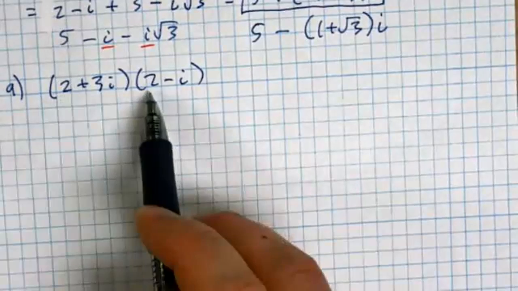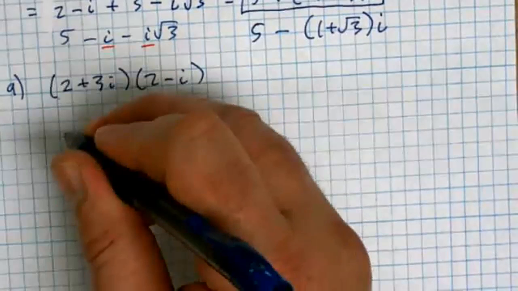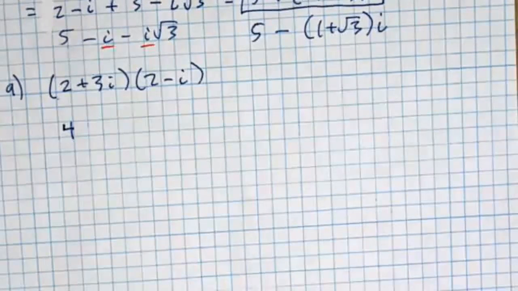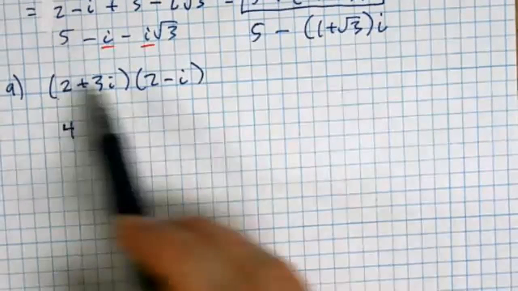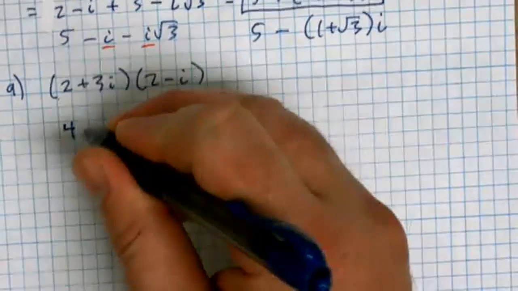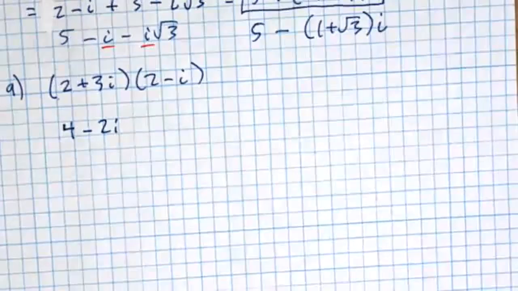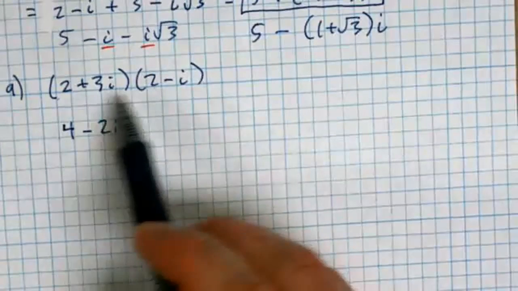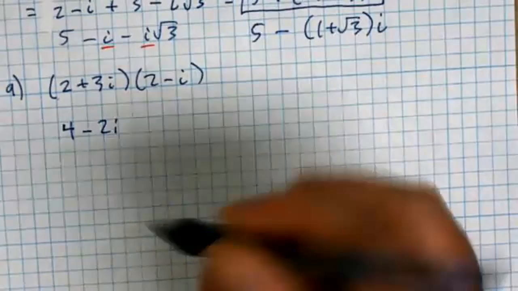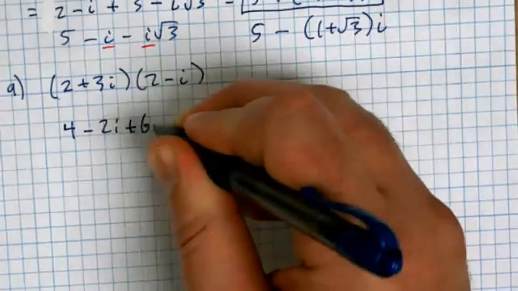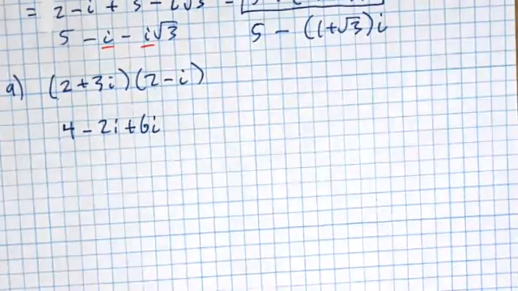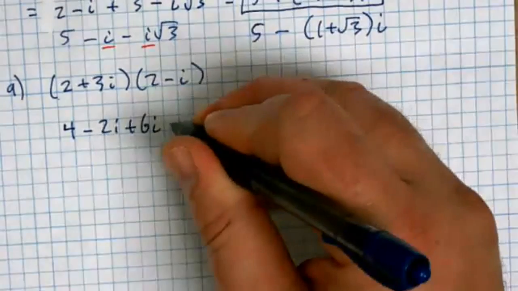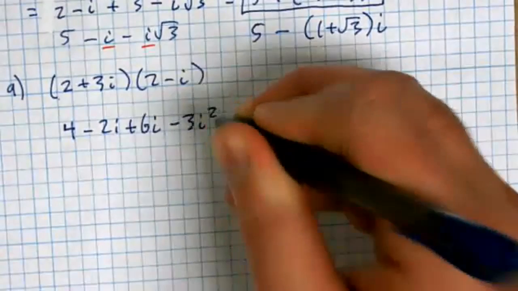FOIL is first times first, so first times first is 2 times 2, that's 4. Outside, 2 times negative i would be negative 2i. Insides are positive 3i times 2, so that'd be plus 6i. Last is positive 3i times negative i would be negative 3i squared.